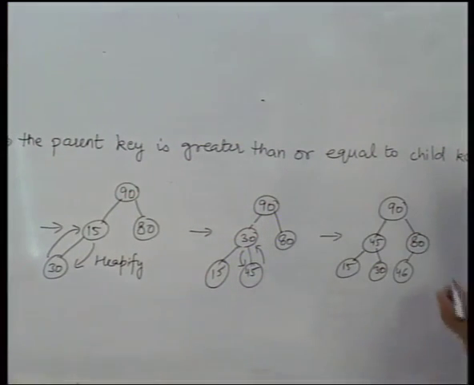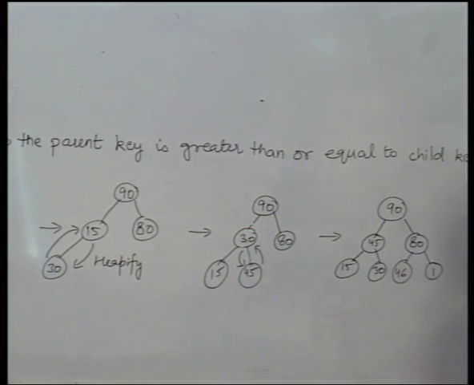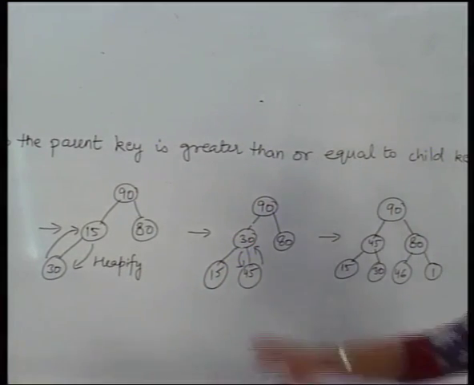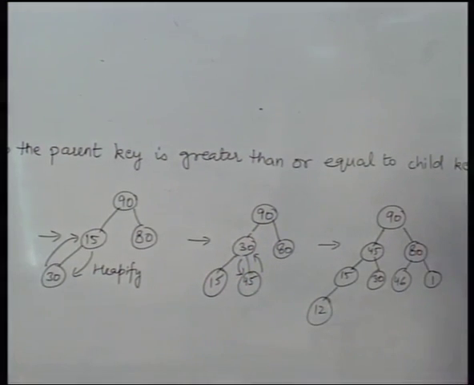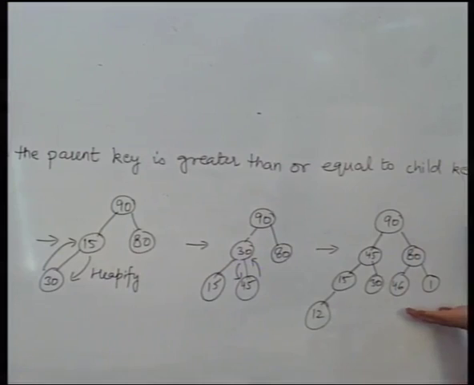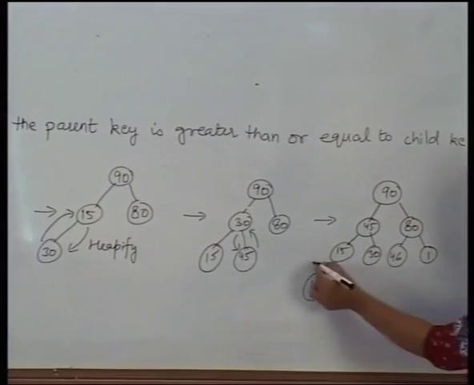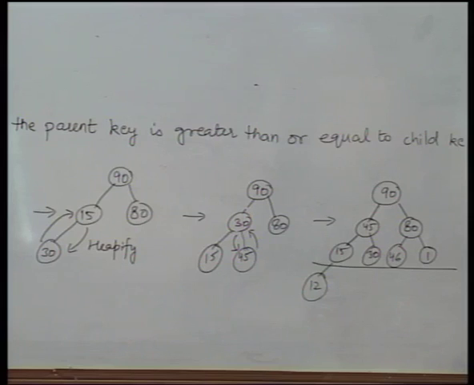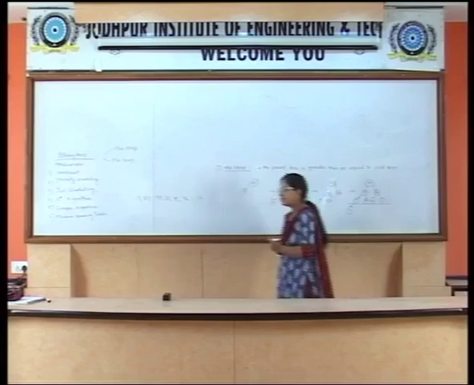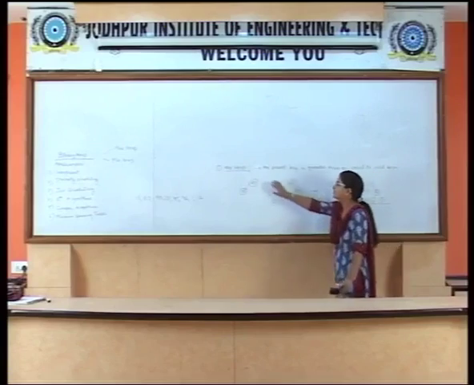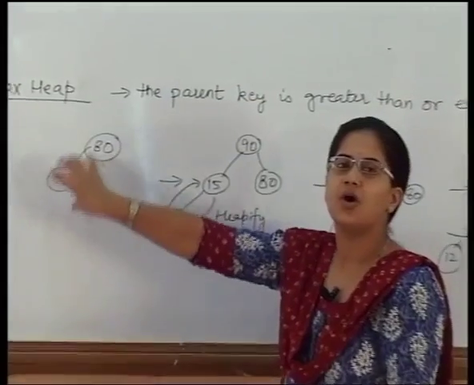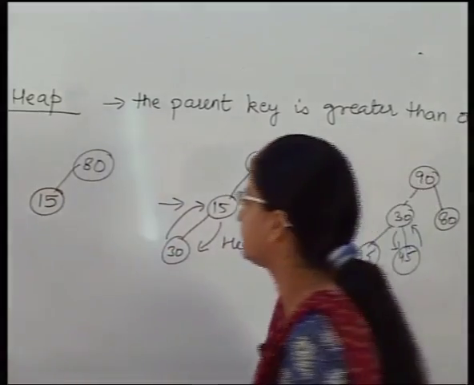Then 1 is there. Again the property has been satisfied. Next 12 is there. This is the max heap. You can observe here that the heap is a complete binary tree up to the last minus one level, except at the last level where it is incomplete. Similarly, we can draw the min heap. The change there is that the parent should be smaller than or equal to its child key.